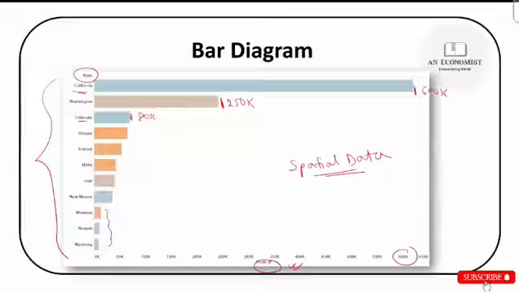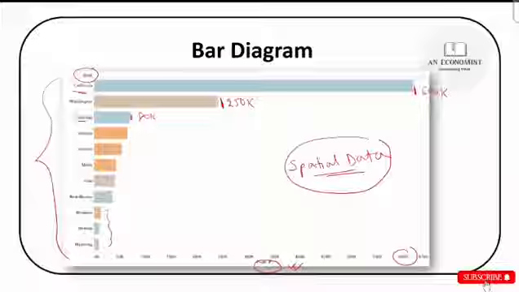So this is the bar diagram representing spatial data because it relates to geographical locations. When you are comparing between states or comparing between countries or continents, this will be the bar diagram representing spatial data, which relates to geographical location.